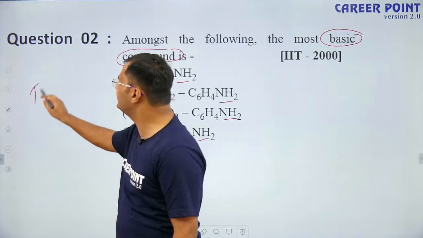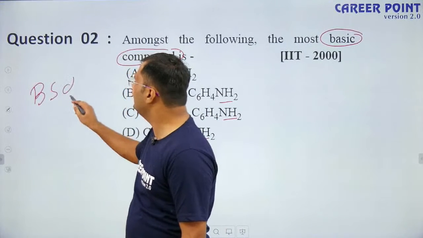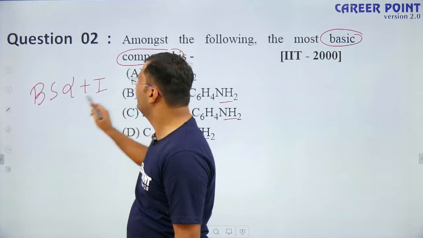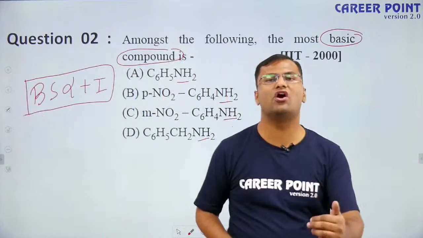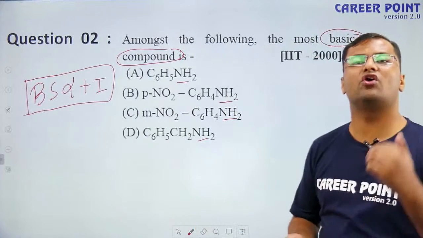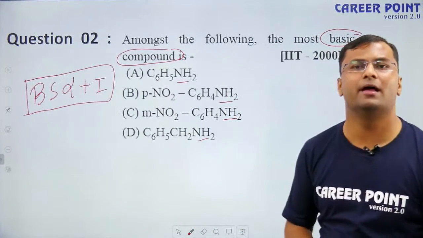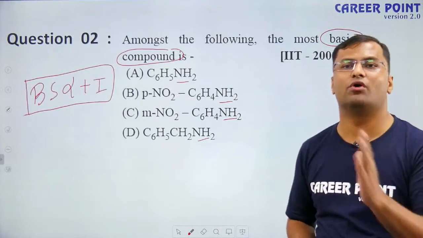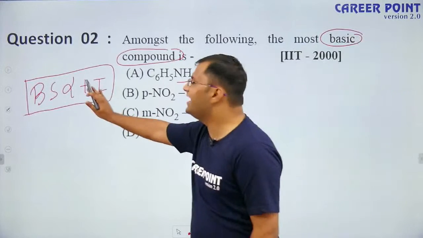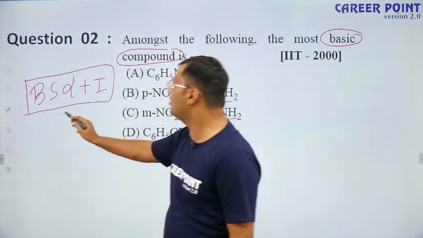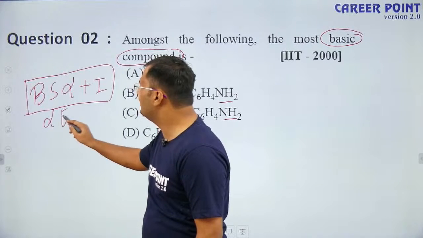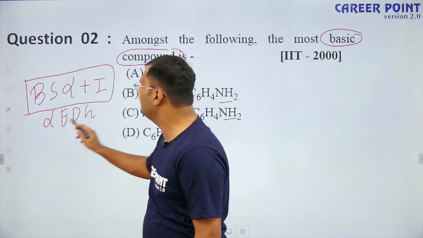We will write basic strength. Basic strength is directly proportional to plus I effect. We already discussed this in the previous slide. As the electron donating capacity increases, basic strength will be more. So as the plus I effect increases, basic strength increases, or we can say that it depends on the electron donating group.